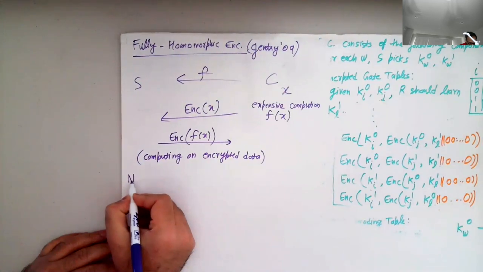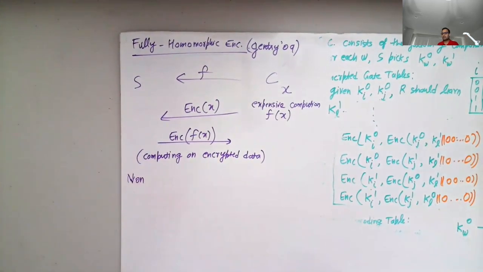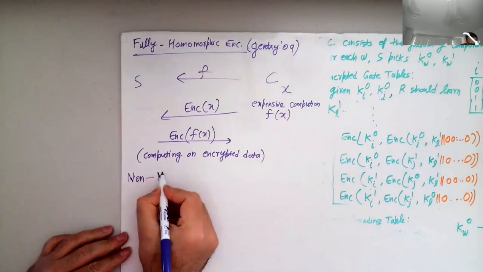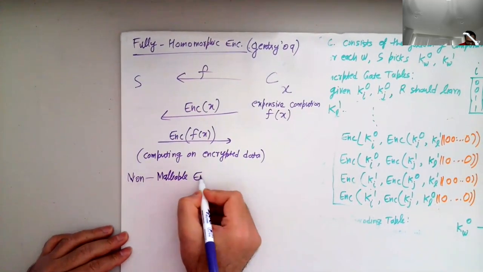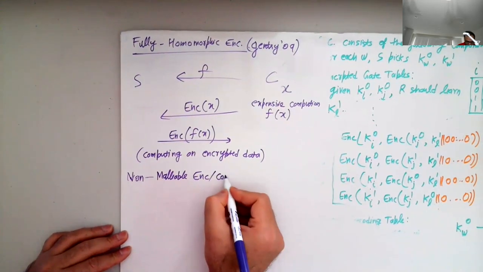Another problem is sort of the very opposite of this. Fully homomorphic encryption allows you to do arbitrary computations. There's something known as non-malleable encryption, or you can even have non-malleable commitments.